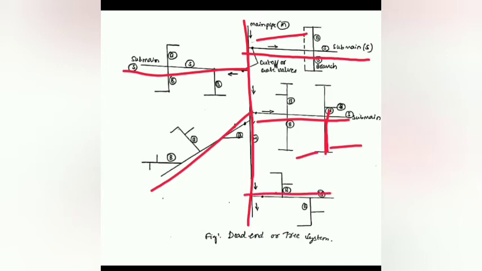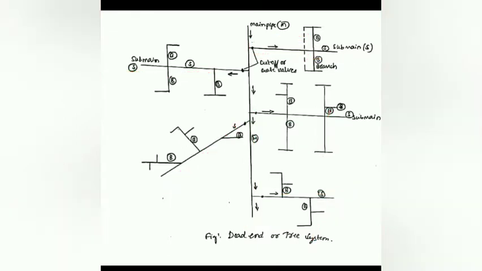Here also there is a sub-main. From the sub-main, we have taken the lateral. Here also one house may be located, they will take the service connection. Here also a house is located, they will take the service connection. Once it enters this path, it is closed up here. That is why we call it a dead-end system. When we look at the whole system, it looks like a tree, with branches from each of the mains. That is why this is also called a tree system.